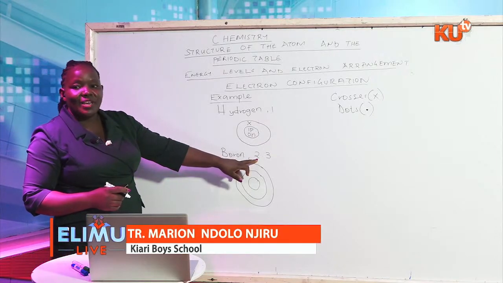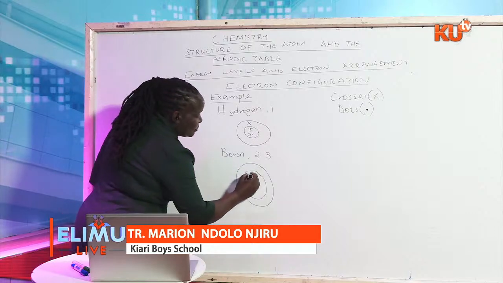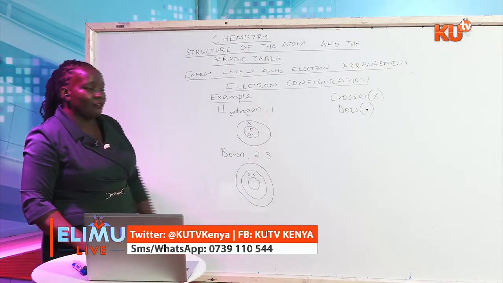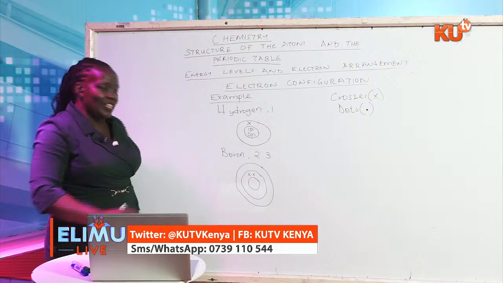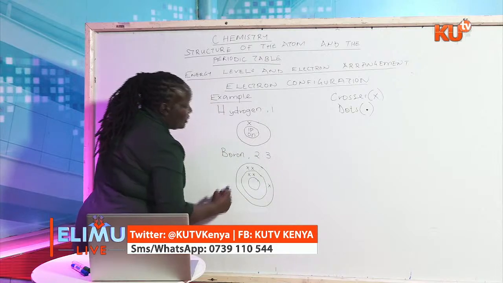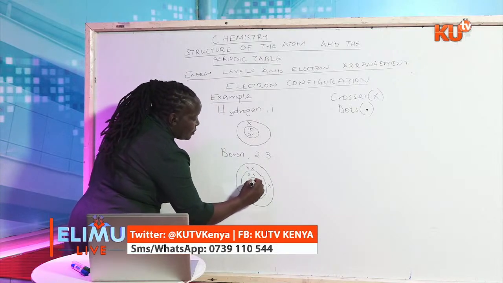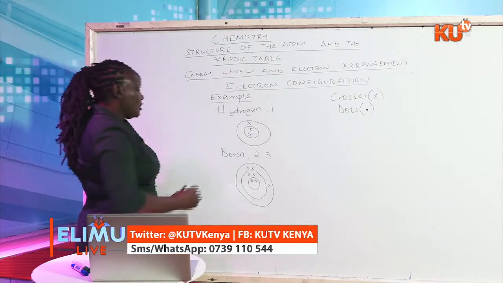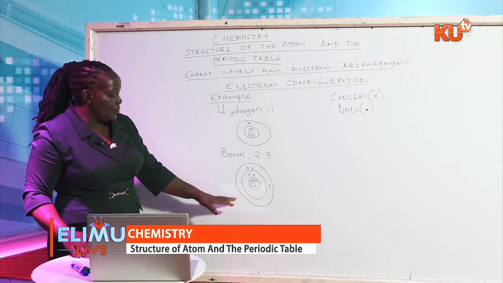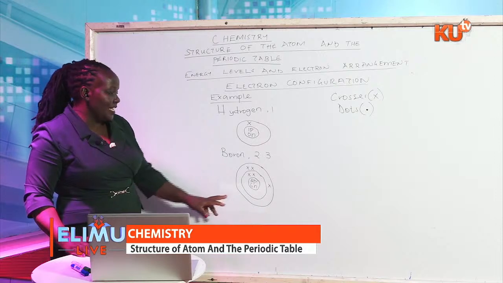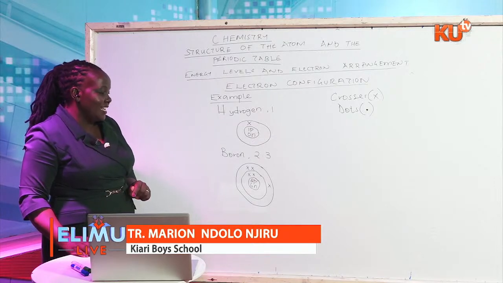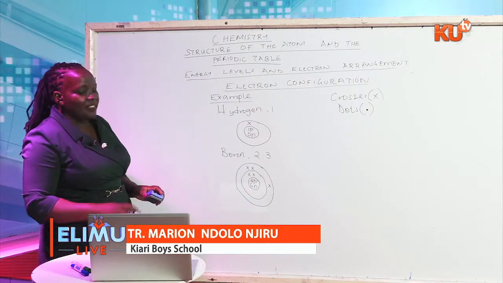In the first energy level, we have 2 electrons, 1, 2. Then we have the second energy level, which has 3. So the 3 will be in the second energy level. Boron has 5 protons and 6 neutrons. So we have the nucleus there, and around the nucleus, we have the 2 energy levels and the electrons that are accommodated there.